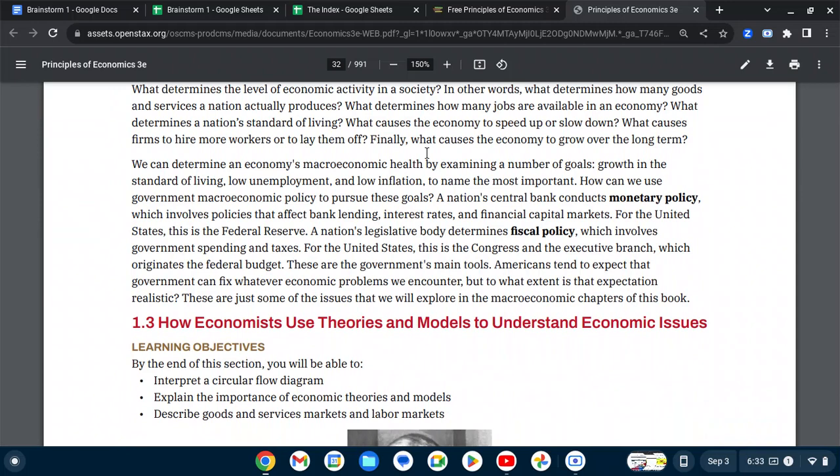We can determine an economy's macroeconomic health by examining a number of goals: growth in the standard of living, low unemployment, low inflation, to name the most important.